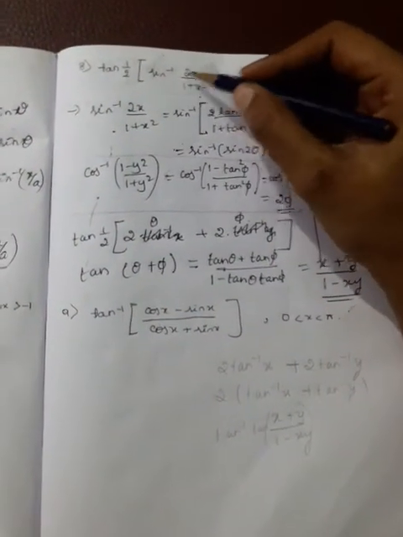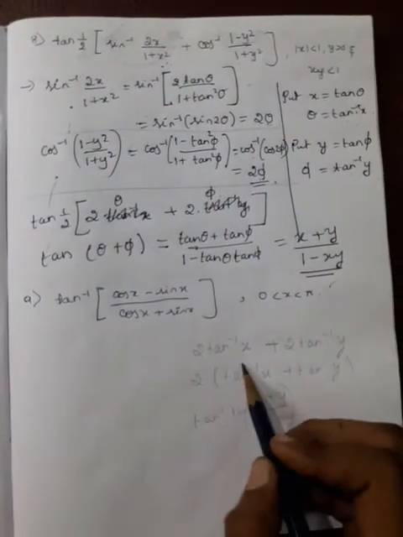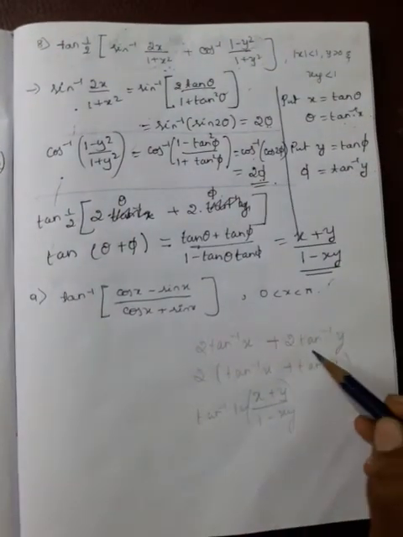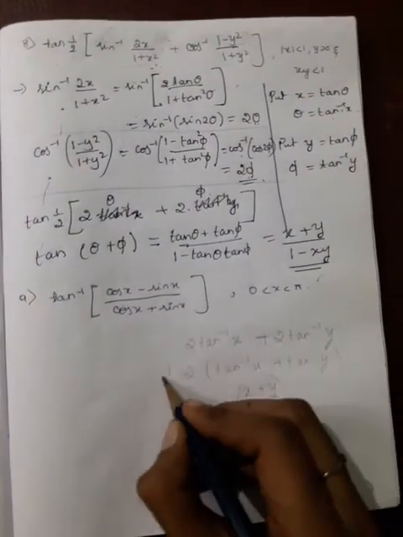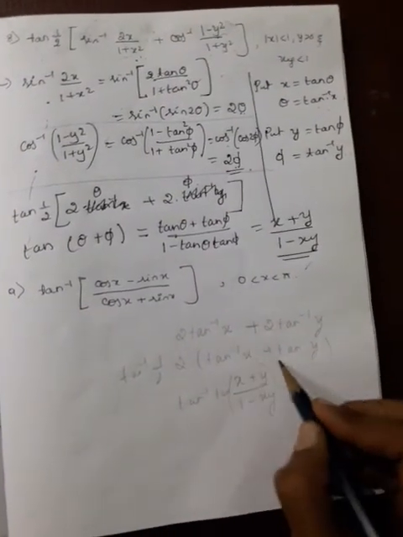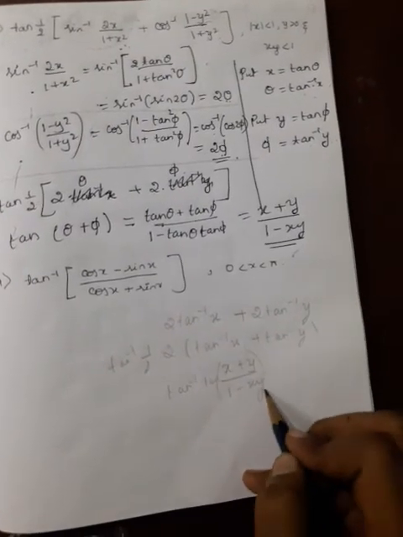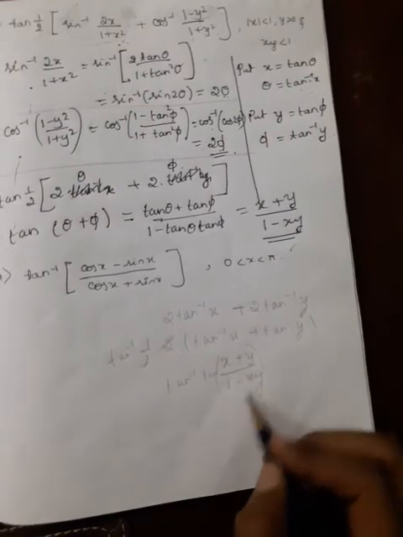That is, sin inverse of 2x by 1 plus x square is 2 times tan inverse of x. Cos inverse of 1 minus y square divided by 1 plus y square is 2 times tan inverse of y. 2 is common. Here 1 by 2 into tan inverse is there. That is tan inverse of x plus tan inverse of y is equal to tan inverse of x plus y divided by 1 minus xy. 2 gets cancelled. Then tan of tan inverse of this term is equal to this term only.